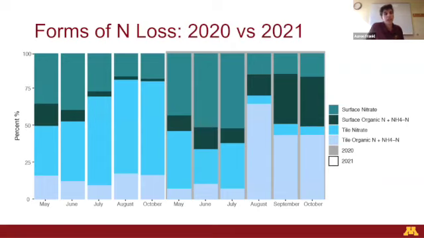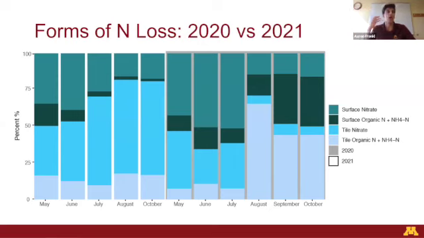And here is looking at the forms of nitrogen loss. In the more green shades, we have the surface, and in the more blue shades on the bottom half, we have tile lines. And what's interesting here, on the left-hand side, we see 2020 from May to October, and on the right-hand side, we see May to October of 2021. And as you can see on the left-hand side, when we have a lot of precipitation like we did in 2020, the tile nitrate is often our biggest fraction of nitrogen loss.